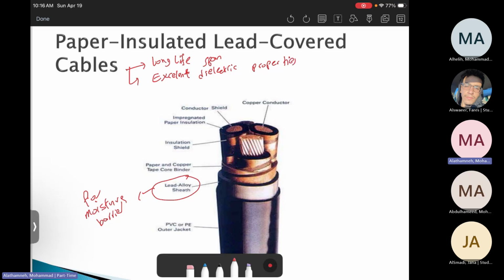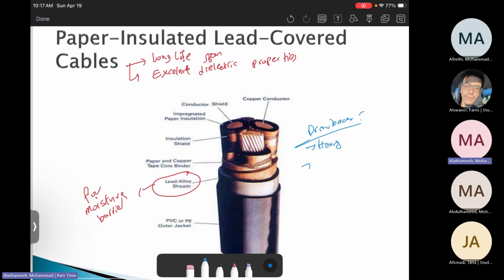However, there are some disadvantages, the drawbacks, I would say. It is heavy, the weight is too much. It is difficult to install. And the other thing about it, there is a lead here, and that lead is toxic.